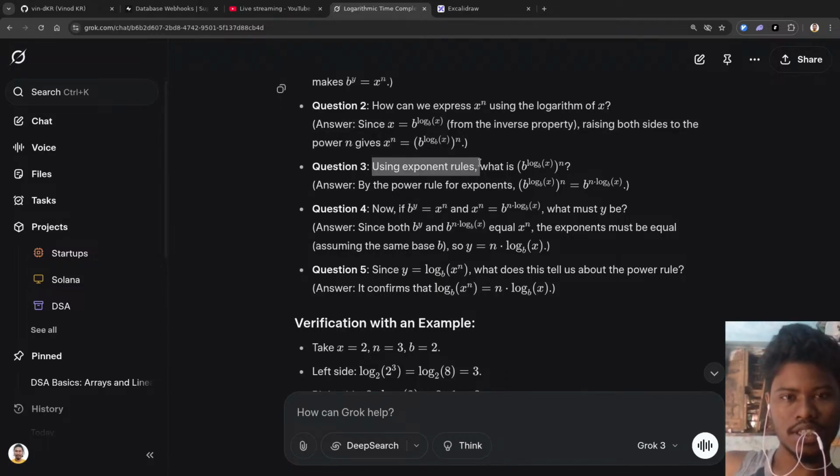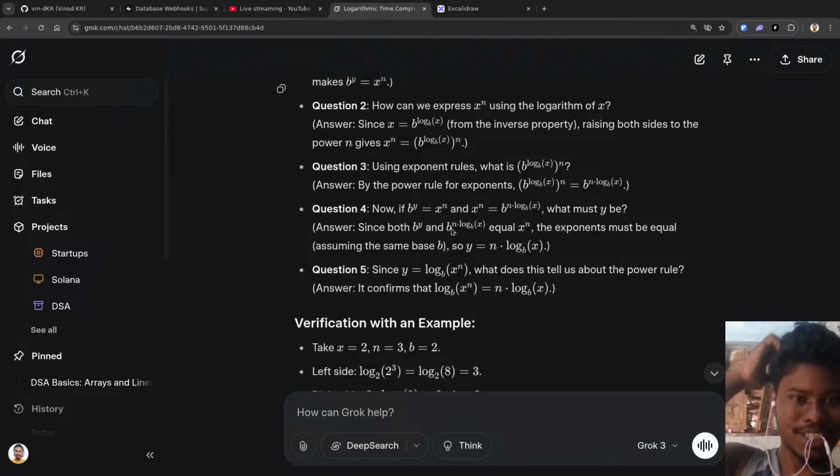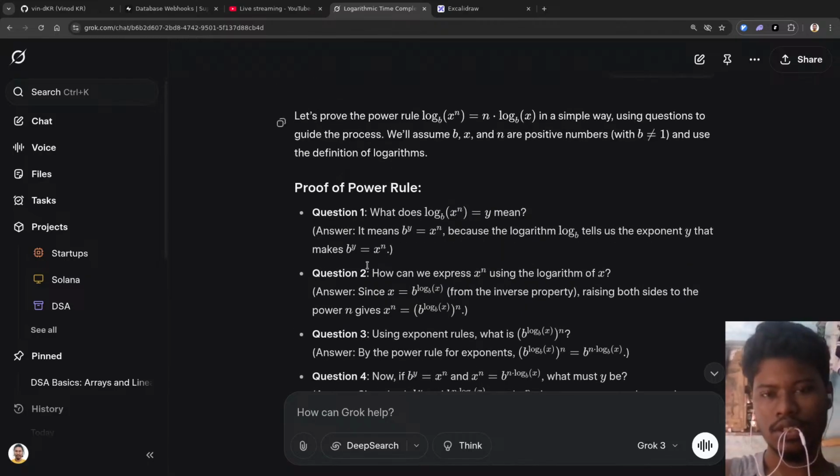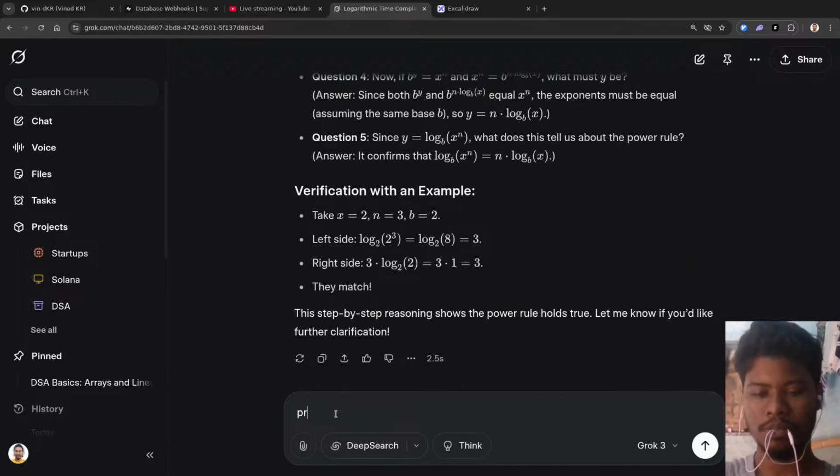Alright, now using the exponent rule, what is p raised to the power? The exponential rule says this, and now p raised to the power x is this, and now x raised to the power this is this. What must y be then? So the answer is y is equal to n. Oh, okay. So first I need to understand this inverse rule.